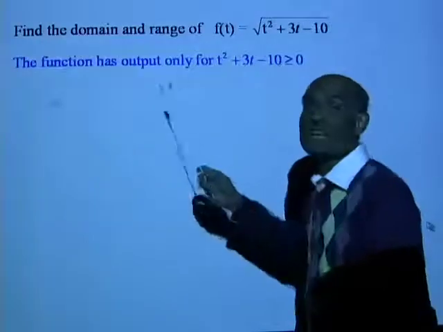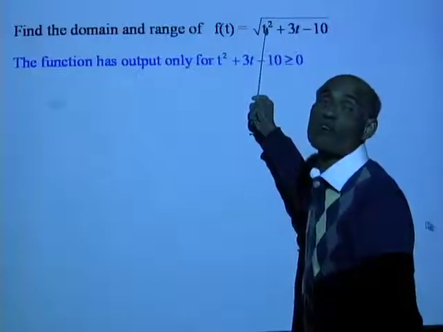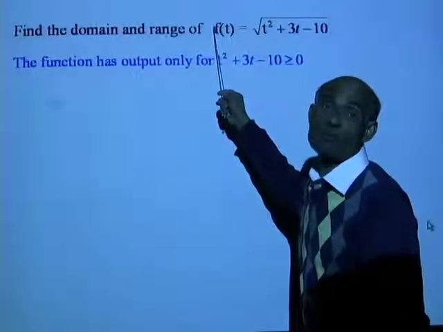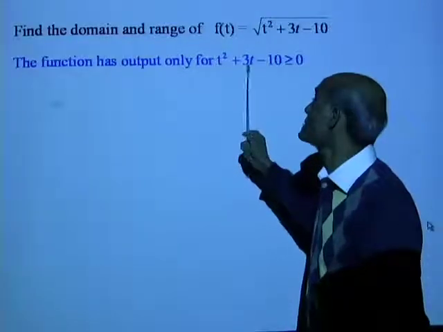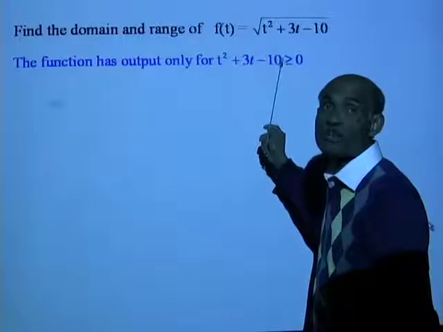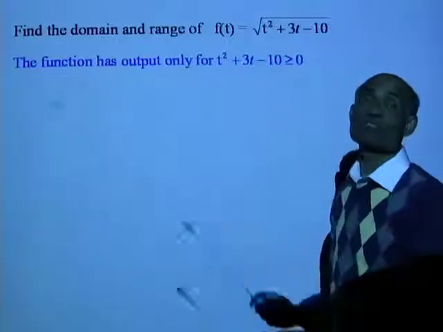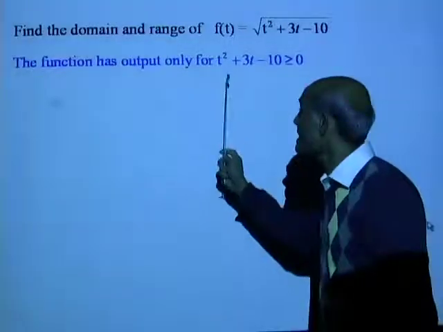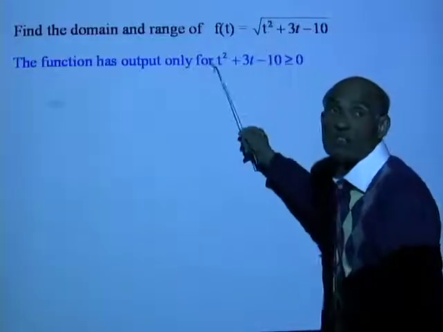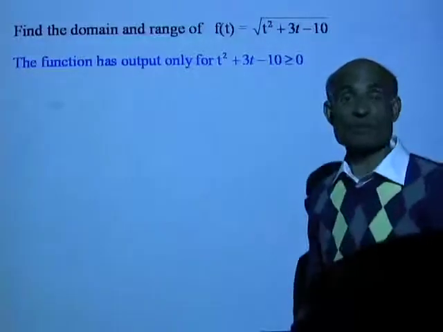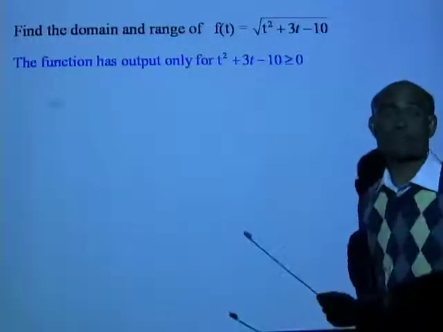If this quantity is less than 0, then the square root of that quantity will not be meaningful. There will be no output. So the values of t that make this quantity greater than or equal to 0 are the only domain of this function. Now, that's an easy way to find out the values of t that will make this quantity a positive quantity. Well, can you draw the graph of this on your calculator?